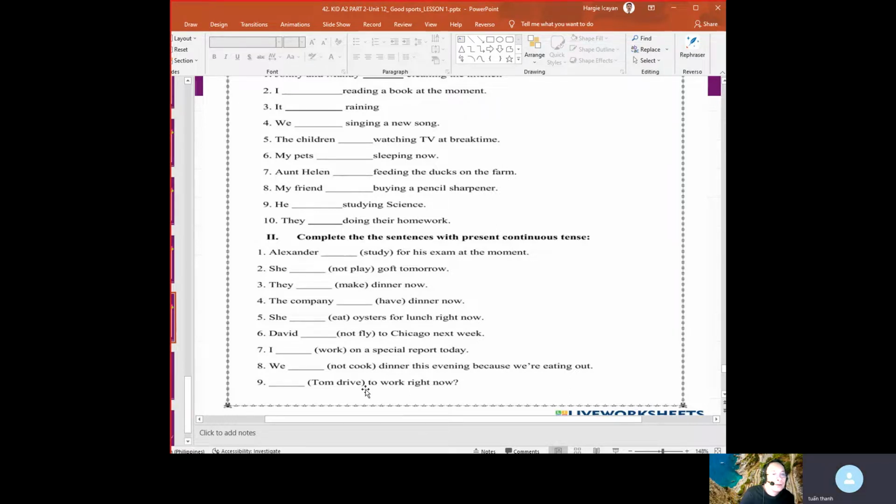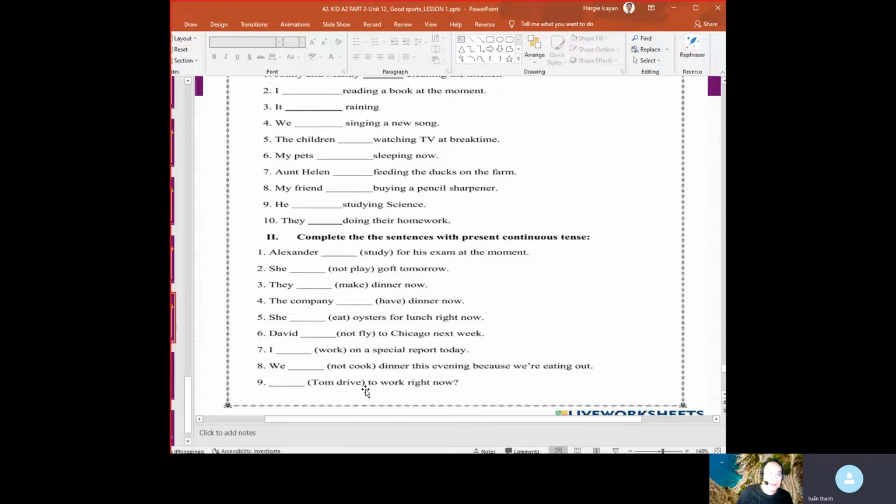Number 8, V. We are cooking dinner this evening because we are eating out. So the correct answer would be aren't cooking. Okay. So we aren't cooking dinner this evening because we're eating out. Very good. That's correct. Then the last one, V. Blank Tom drive to work right now.